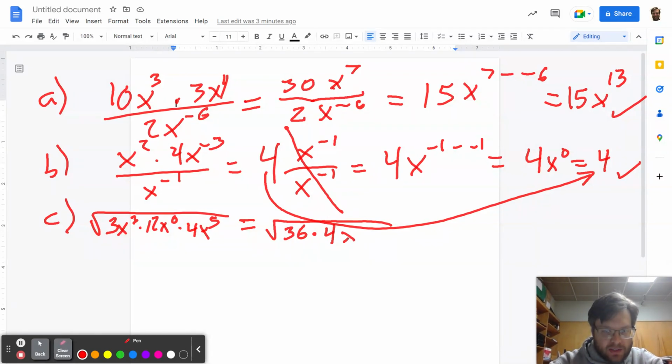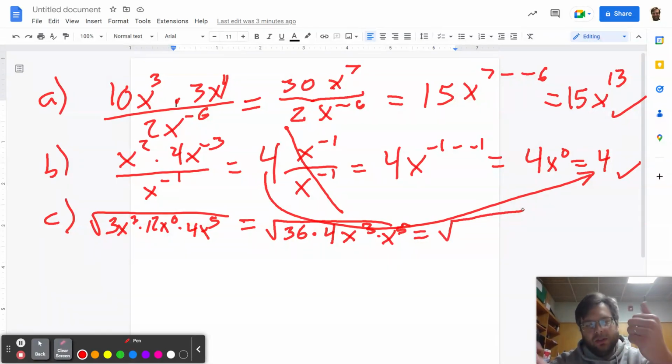And then I've got x to the third times x to the 0, so 3 plus 0. And I've still got an x to the 5. Really, you could have done this in one step, where if you just do 3 times 12 times 4, all is one step. I'm just breaking it down in steps. Then 36 times 4, let's see, that's 120 plus 24, so 144. And then x to the 3 times x to the 5, that's x to the 3 plus 5.